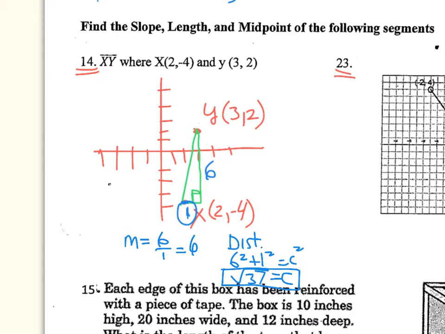And for the midpoint, the average for the x-coordinates is going to be 3 plus 2 divided by 2. So that's 2.5. And the y value is the average of 2 and negative 4, so 2 plus negative 4 divided by 2, and we get negative 1. So the midpoint is at (2.5, -1).